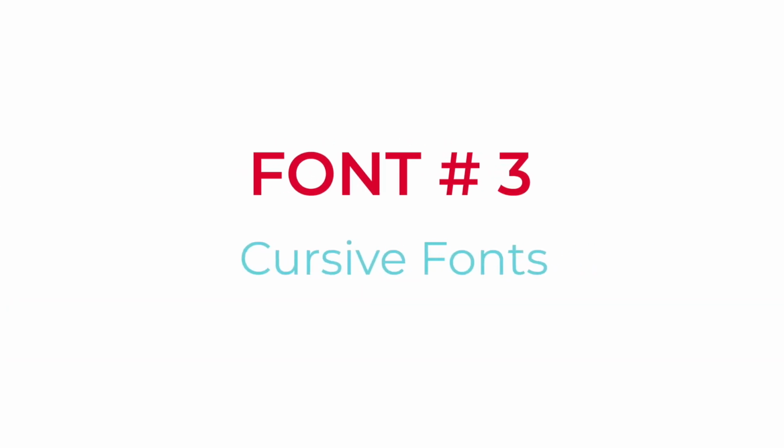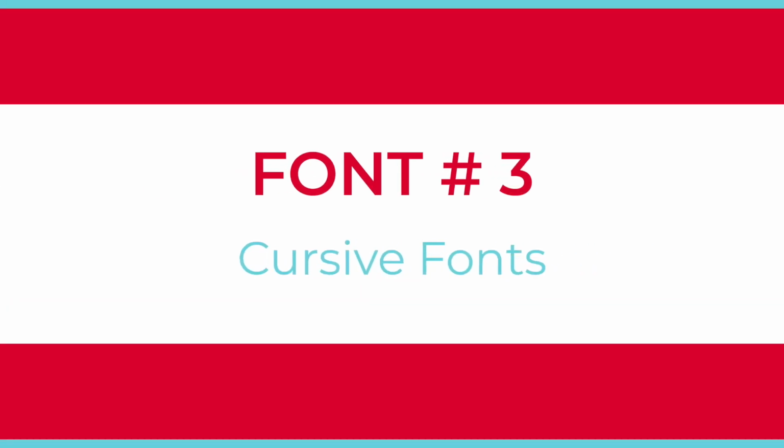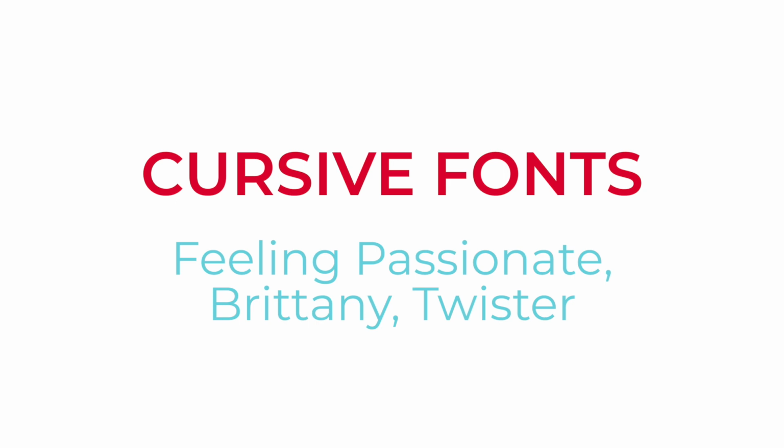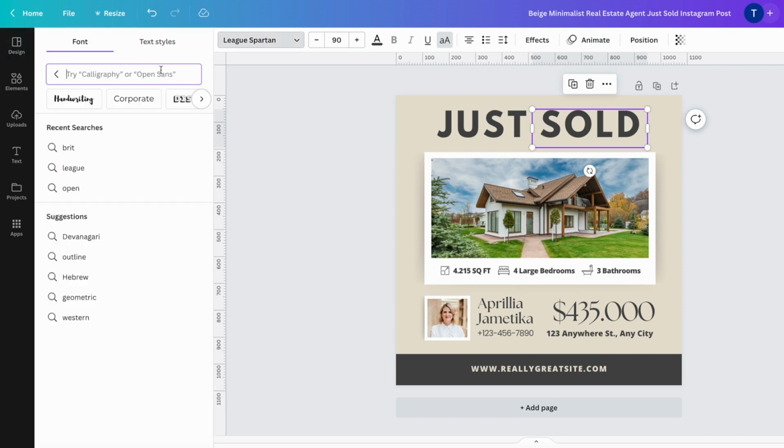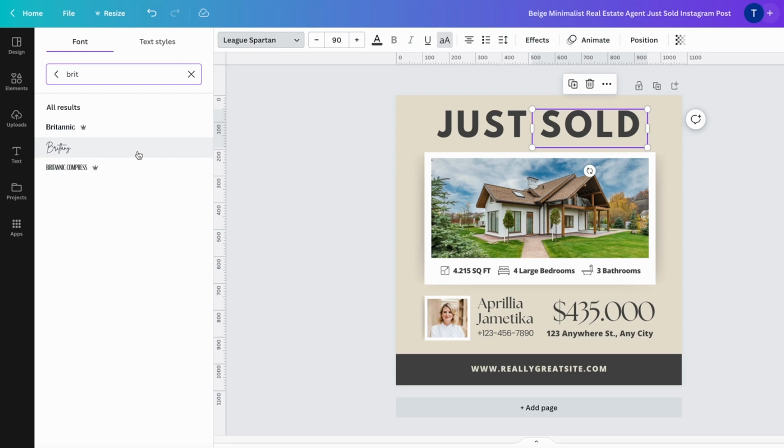Font number 3, and I actually have a few fonts for font number 3 because I want to talk about cursive fonts or handwriting fonts. So I want to share with you 3 of my favorite cursive or handwriting fonts for number 3, if that makes sense. Feeling Passionate is 1, Brittany is 2, and Twister is 3. So those 3 I absolutely love. So I mentioned those 3 because I'm often asked again, like what fonts look great, and those I love as supporting fonts. So again, you might have the word just in League Spartan and then listed in one of the cursive fonts like Brittany or Twister. I love mixing and matching fonts.